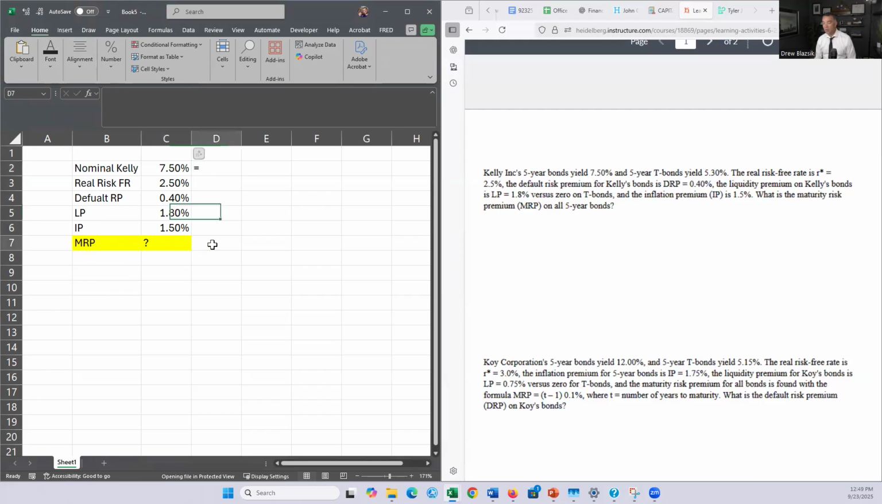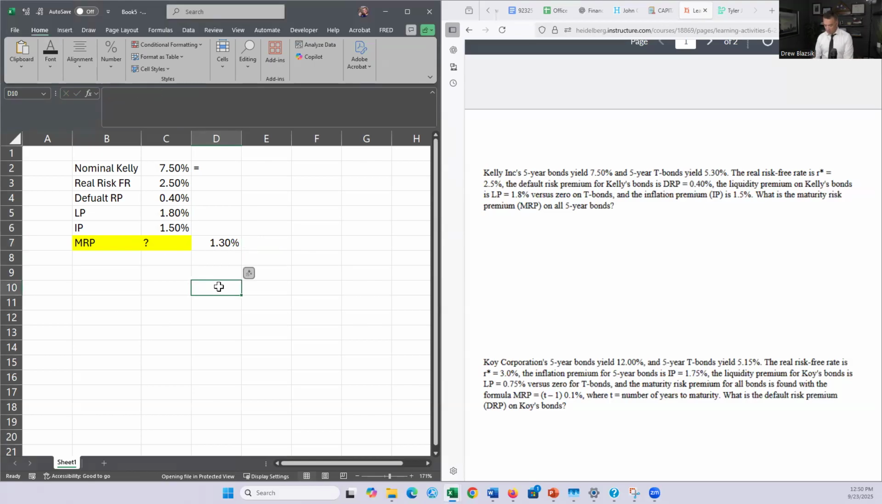So if we want to solve what this is, I'm going to hit the 7.5. Think of the equation. I'm writing everything onto the other side. I want market risk premium by itself, so I'm subtracting out every other one. I'm going to subtract out the real risk-free rate, minus the default risk premium, minus liquidity premium, and minus the inflation premium. Therefore, the remaining balance must be the market risk premium, the remaining part of the equation.